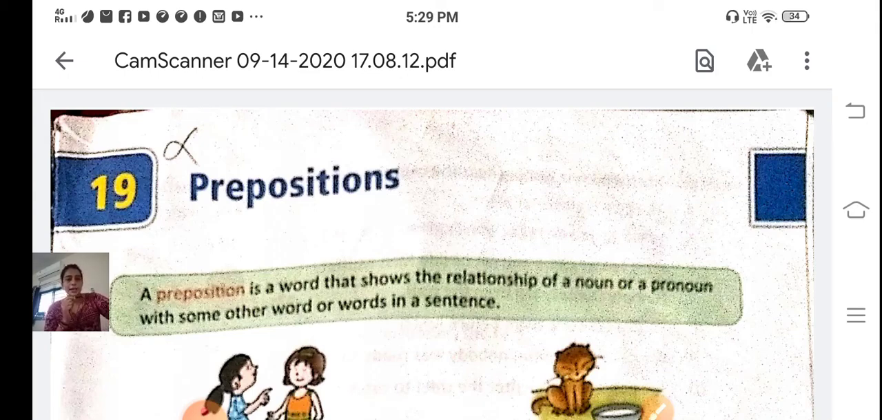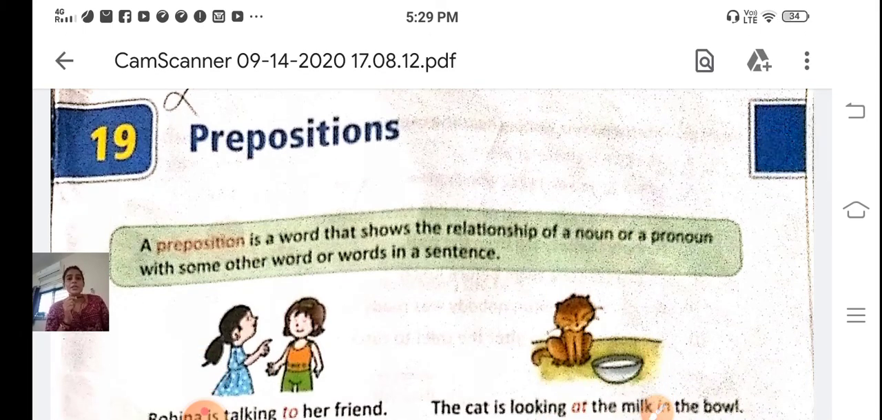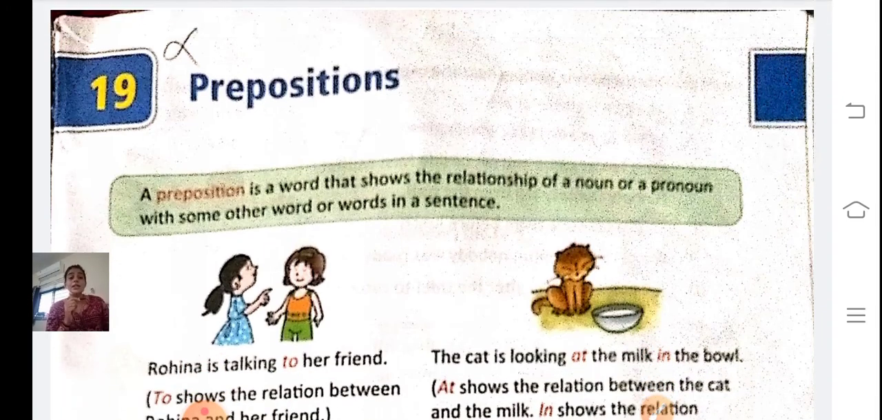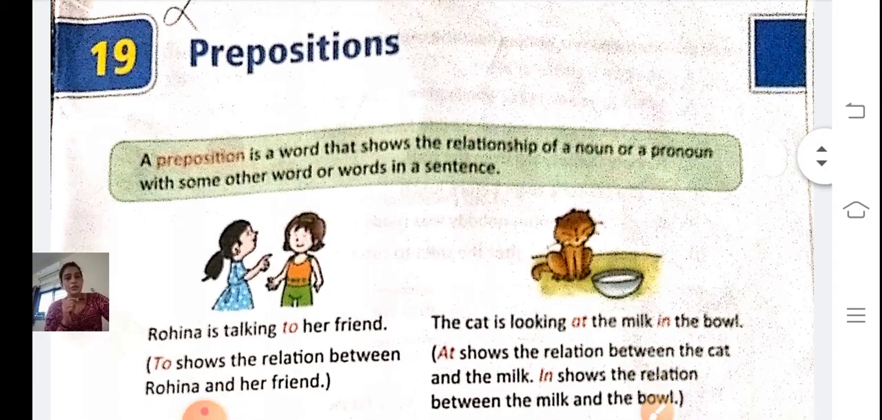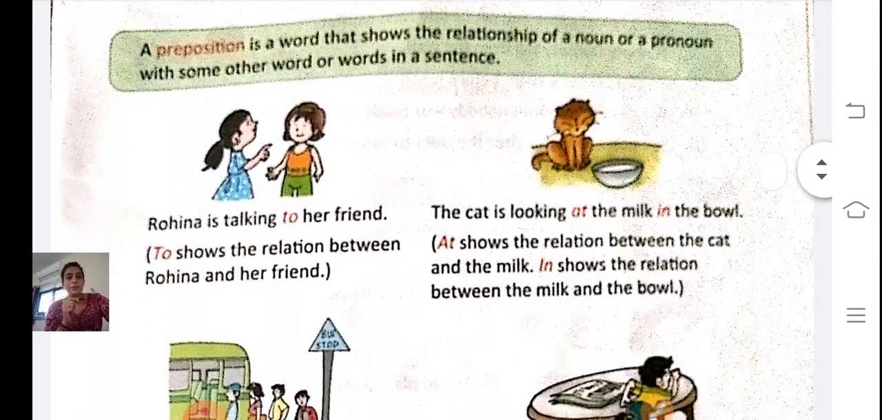Okay, so let's start. A preposition is a word that shows the relationship of a noun or a pronoun with some other word or words in a sentence. In simple words, students, a preposition is a word that tells us about the relationship of one thing to another or the position of things. Okay? And one more thing. A preposition is a word placed before a noun or a pronoun. Okay? So let's see some examples.